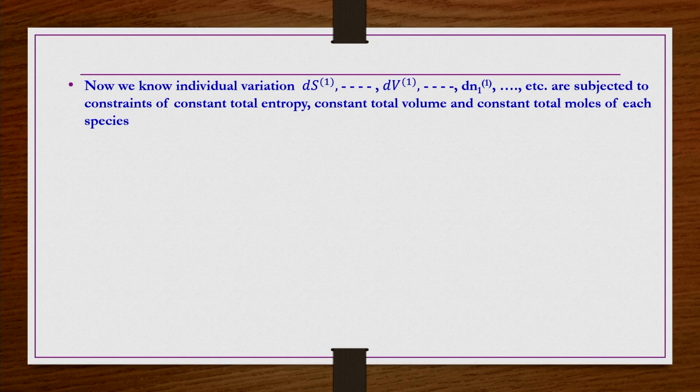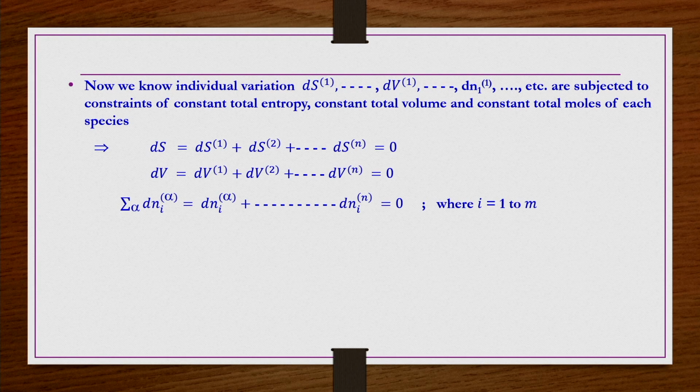Okay. Now, we know the individual variations, that is dS1, dS2 etc., dV1, dV2 etc., dn1 in phase 1, dn1 in phase 2 etc., are subjected to constraints of constant total entropy, constant total volume and constant total number of moles of each species. What does it mean? That means dS should be 0 because of constant entropy, and dV should also be 0 because of constant volume, and then sigma dni should also be 0 because the total number of moles is also constant, right.